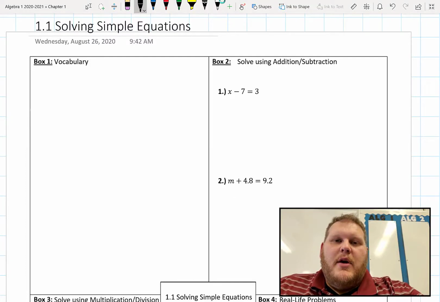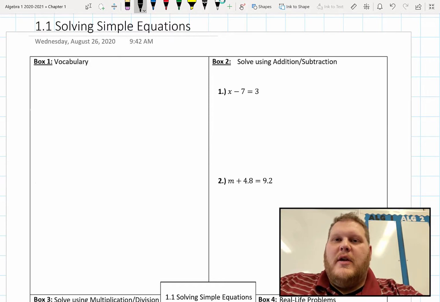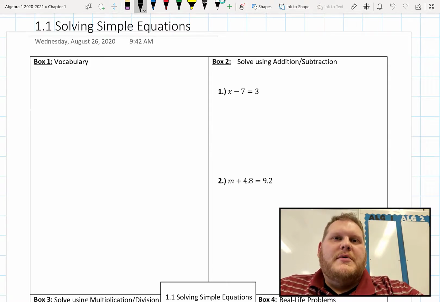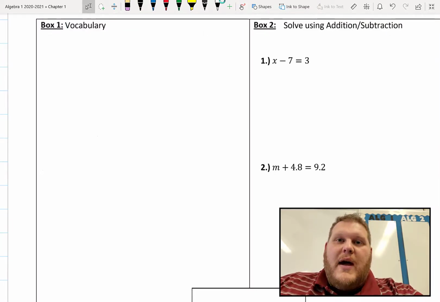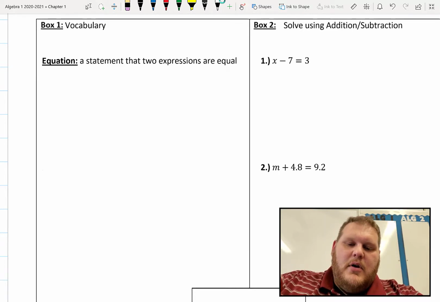Hey guys, today we are going to be working on solving simple equations. That's section 1, chapter 1 for Algebra 1. Lots of ones going on today. So what we're going to be looking at today starts with some vocab. We're going to get into how we work with addition, subtraction, multiplication, and division, and then finish up with some word problems. Starting in box 1, our vocab here, we're going to start very basic, an equation.